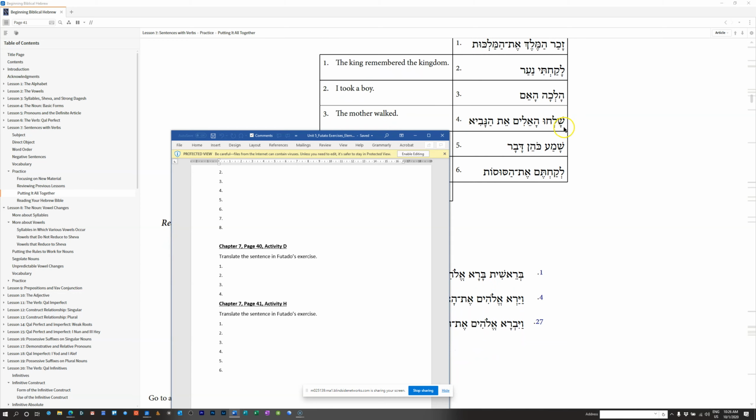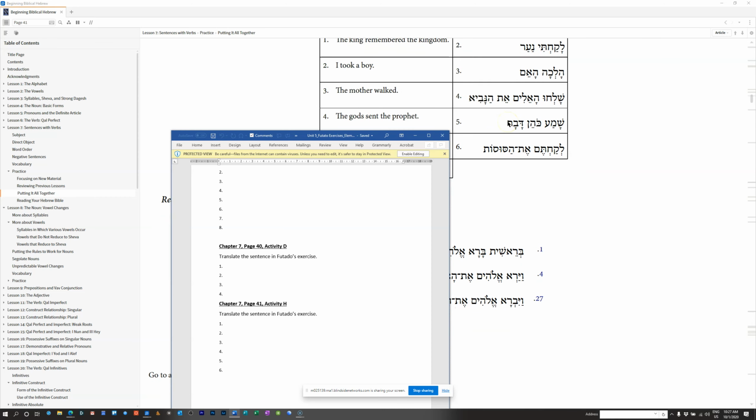All right, number 4, we have shalhu ha'elim et hanavi. Shalahu is sent. It's plural. Who sent? Ha'elim, the gods. The gods sent. The gods sent what? Et hanavi. The gods sent the prophet. All right, number 5. Shema kohen davar.